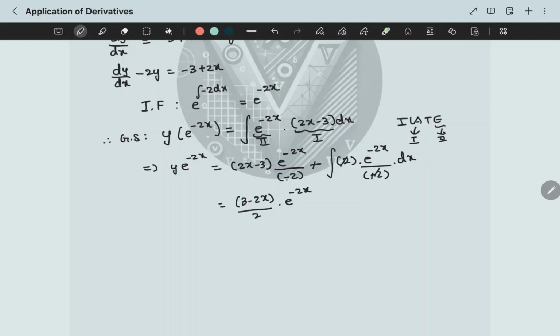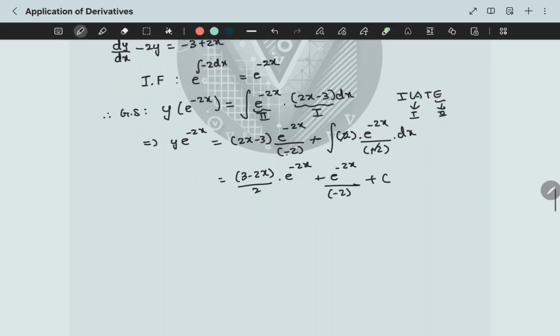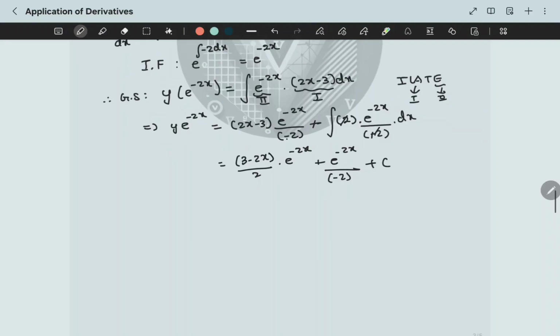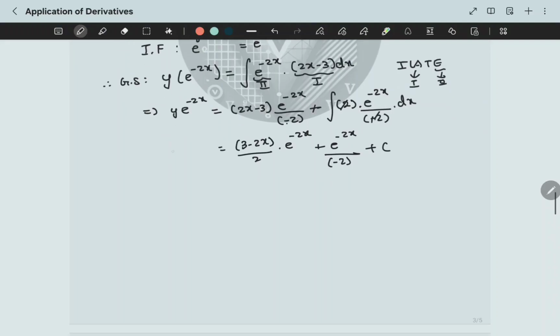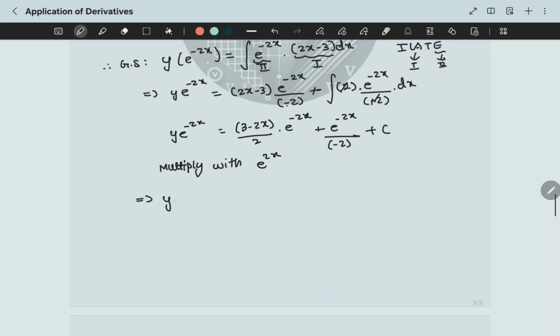Now we have the integral of e^(-2x), which is once again e^(-2x) divided by -2, plus c, right? I think I am correct. The integral of e^(-2x) should be e^(-2x)/(-2). Perfect. So now we will do one thing. We will multiply by e^(2x) on both sides. So we get y is equal to (3 - 2x)/2, and if I multiply with e^(2x), I will be getting here -1/2 + c into e^(2x).